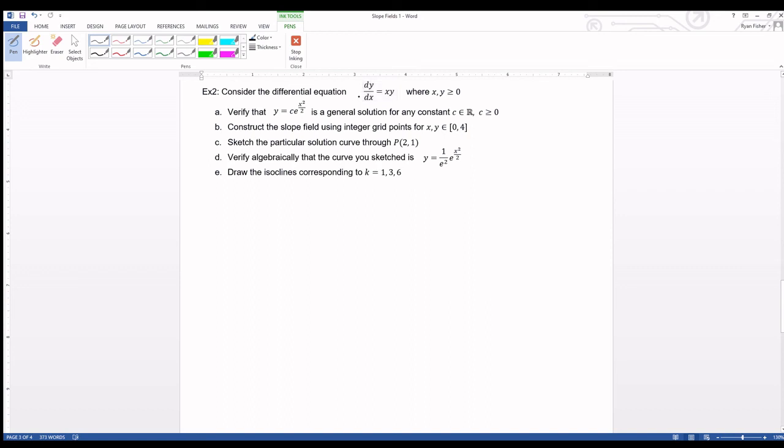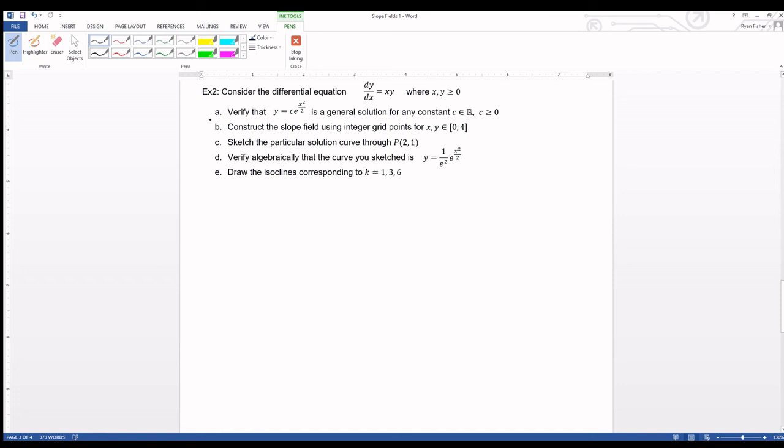dy/dx equals x times y. Again, this differential equation tells me that the slope of whatever the solutions look like, the slope at any point, is just wherever you're at in the coordinate grid, the x coordinate times the y coordinate. We're going to try to analyze this a little bit further. We're going to identify a solution to this, which is step A, and then we'll go from there and construct a slope field, and so on and so forth.